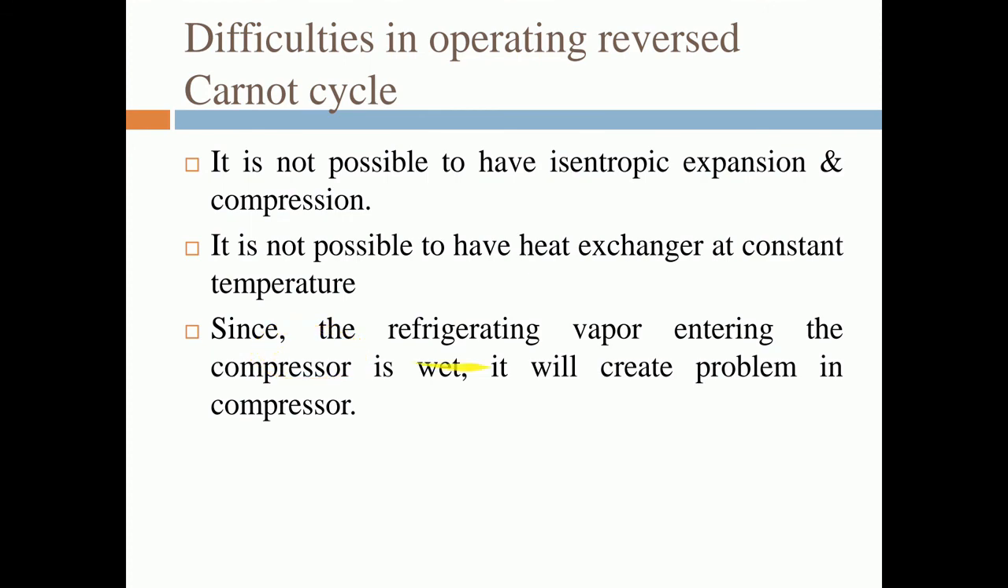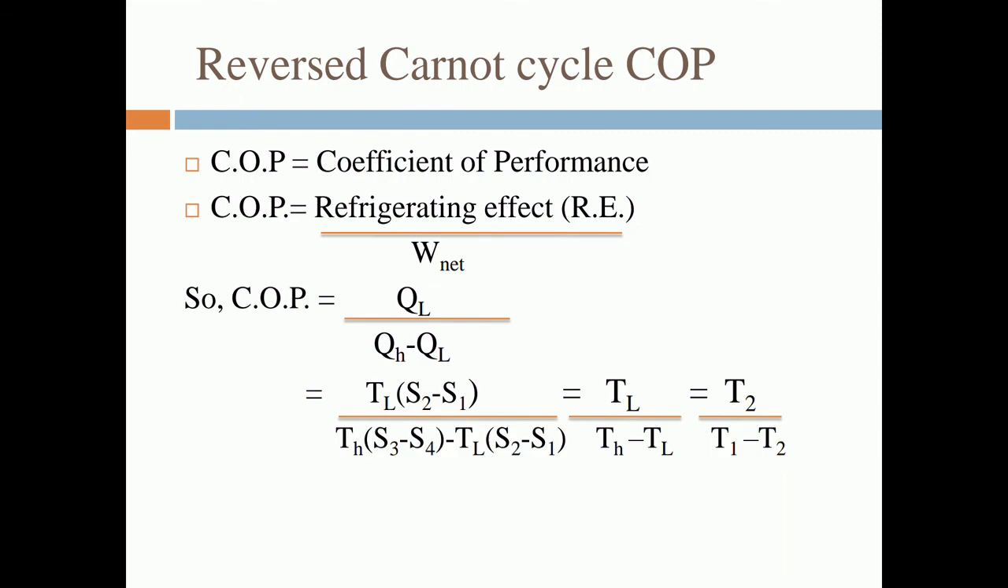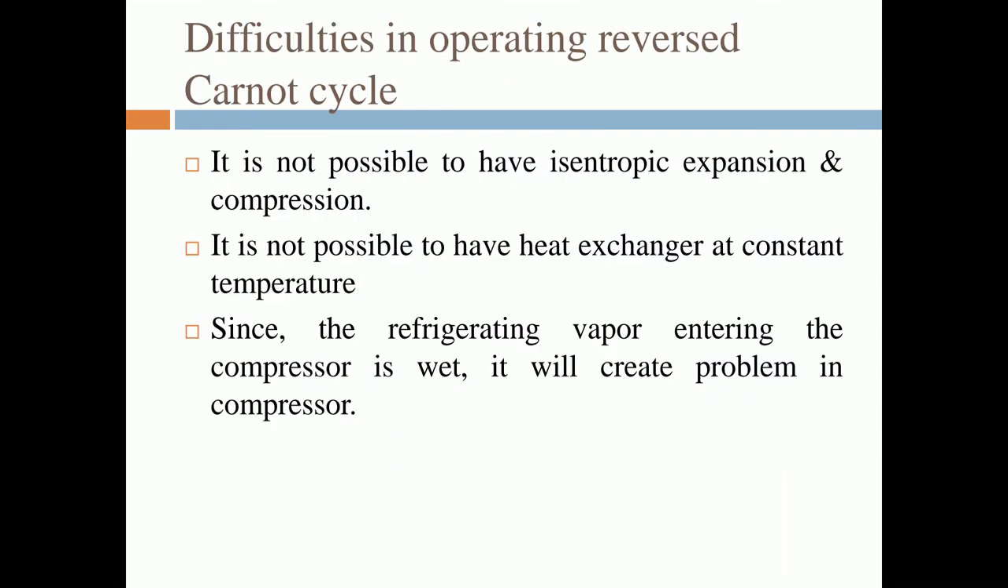And the last is that the refrigerant vapor entering the compressor is wet. જ્યારે evaporatorમાંથી બહાર આવે છે working medium, ત્યારે compressorમાં એ wet formમાં જાય છે, અને wet formમાં જાય ત્યારે it will create a problem in the compressor. This is also a problem in the reverse Carnot cycle. So there are three main difficulties in operating the reverse Carnot cycle.